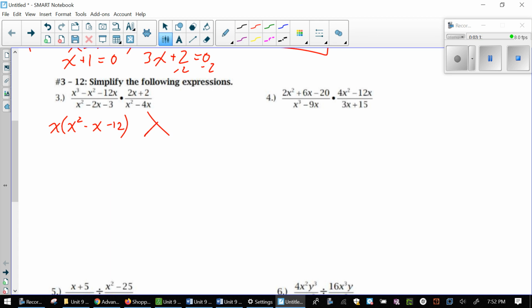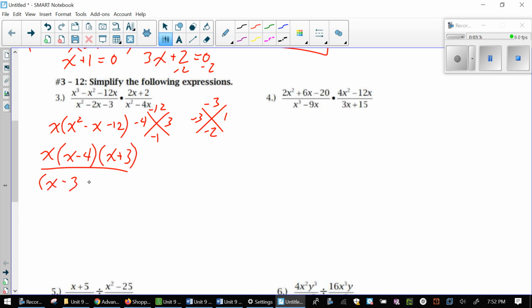All right, let's keep going with that guy right away. I can factor that quadratic, -12 on the top, -1, so that's going to be -4, +3. So that means my numerator here is going to be x, and then x minus 4, and x plus 3. All right, so the denominator there, let's go ahead and do that one too. -3 on the top and -2 on the bottom. So that's going to be -3, +1. So this factors to x minus 3 and x plus 1.